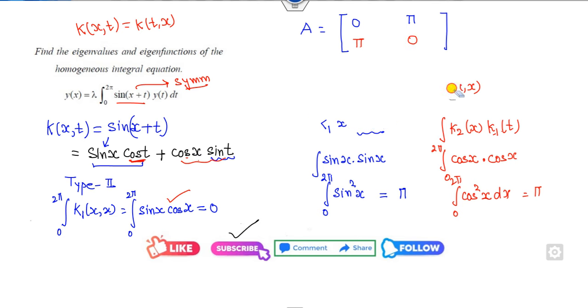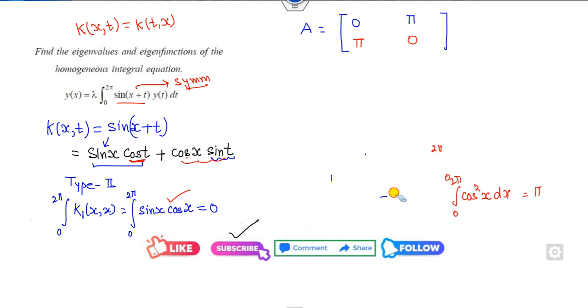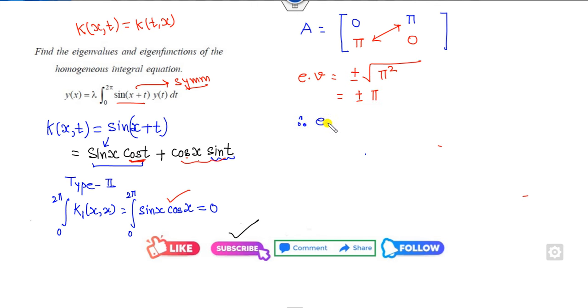Fine. Now you have found this matrix. Can you find the eigenvalues of this? It's a diagonal matrix but with opposite sign. So what are the eigenvalues? Plus minus square root of the product. Fine. So it is plus minus pi. Therefore, the eigenvalues of the given integral equation are the reciprocal of that.